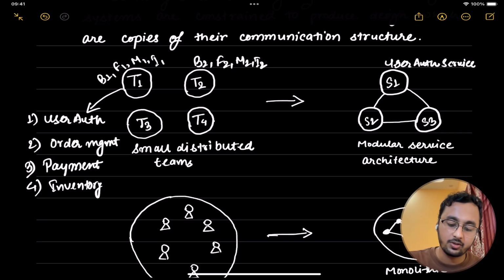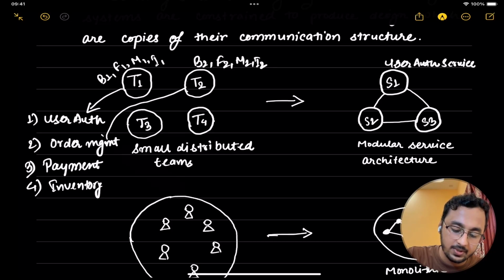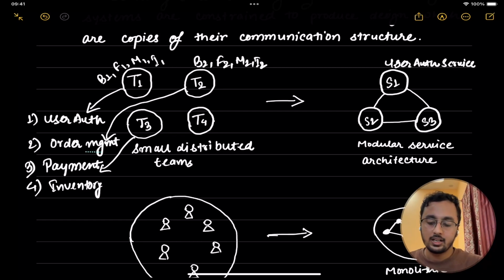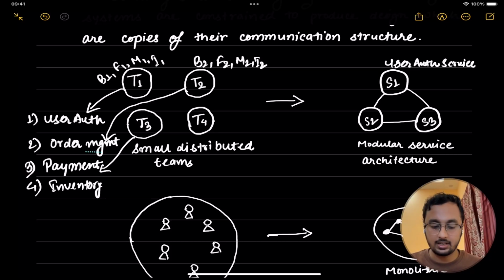And each team is going to take care of one particular flow. So let's say T2 is going to take care of order management, T3 is going to take care of payment, and T4 is going to take care of inventory. Since we have the team split, there is a very, very clear separation of what each team owns. That will result in a microservice-based architecture. It actually happens the other way around.